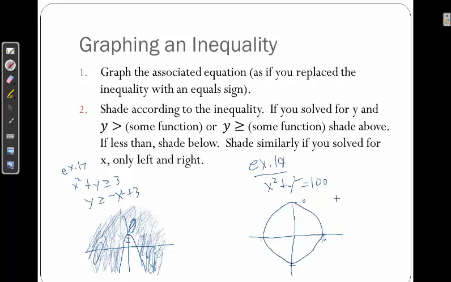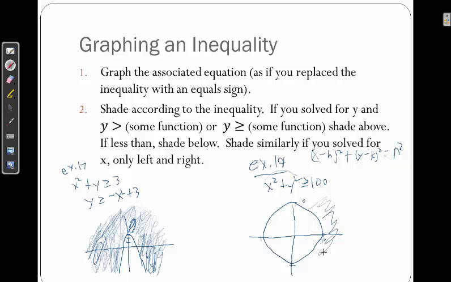I'm sorry, it's not equal to 100, it's greater than or equal to 100. Well, this is equal to the radius, x squared plus y squared, because in general the standard equation of a circle is x minus h squared plus y minus k squared equals the radius squared. So I like to think about this as meaning the radius squared must be greater than or equal to 100.